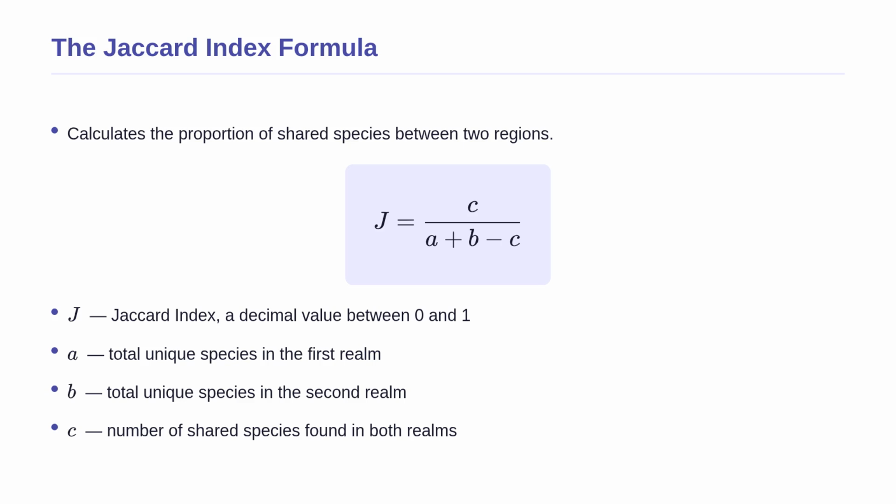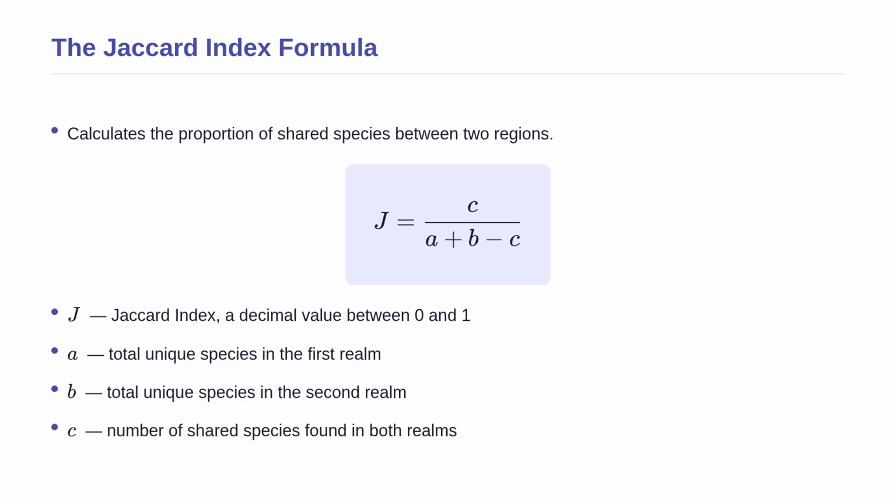This brings us to the mathematical heart of zoogeography. The Jaccard Index formula comes from the need to find a precise ratio of shared species to the total distinct species across 2 areas. The formula is J equals C divided by the quantity A plus B minus C.